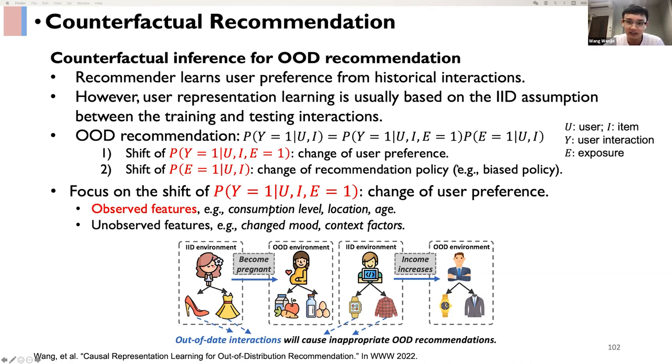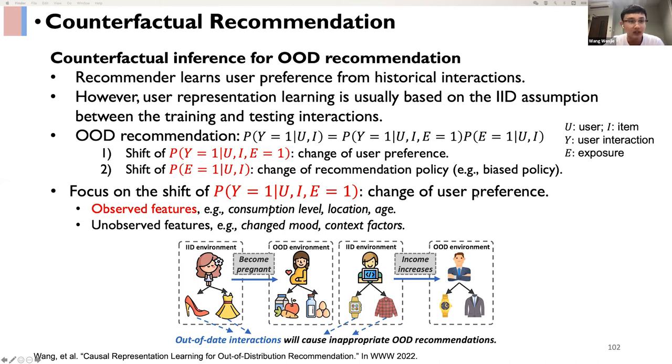For example, they study debiasing recommendation. Also, they want to pursue fair recommendation. So they are adjusting the recommendation policy. But seldom does work consider the first direction, the change of user preference. This work considers the shift of the user preference.